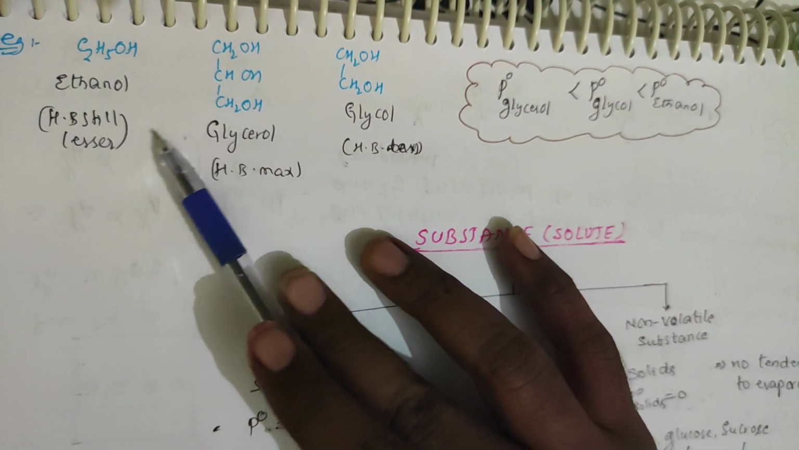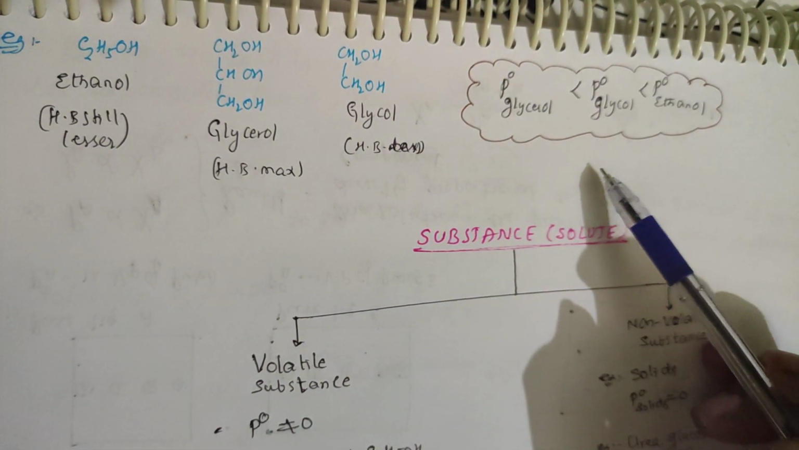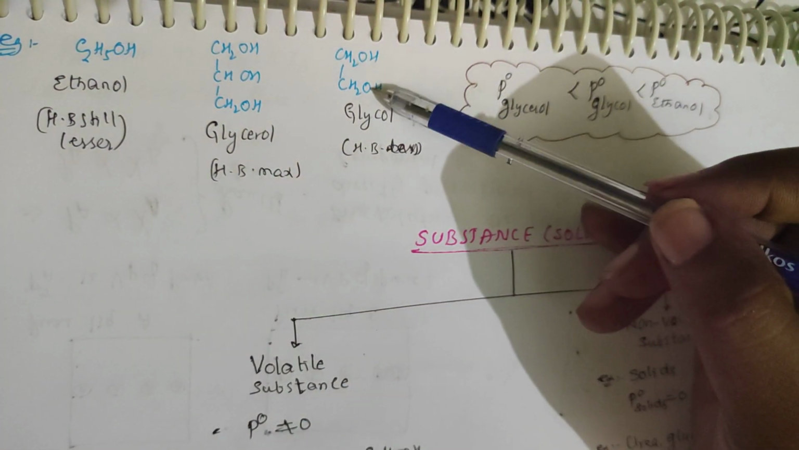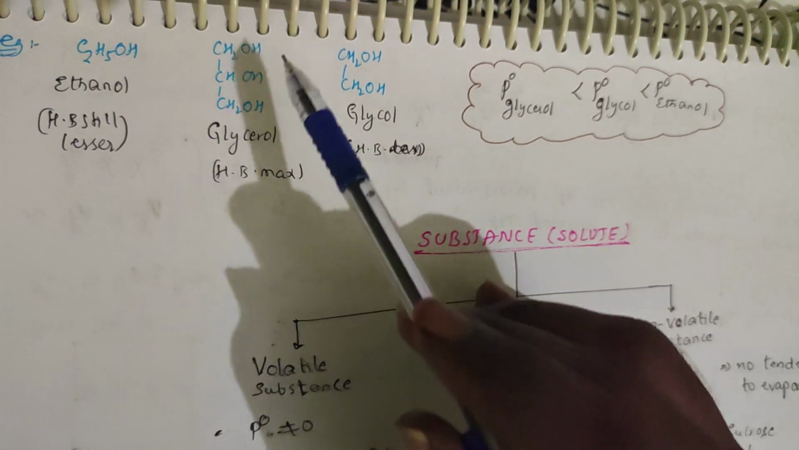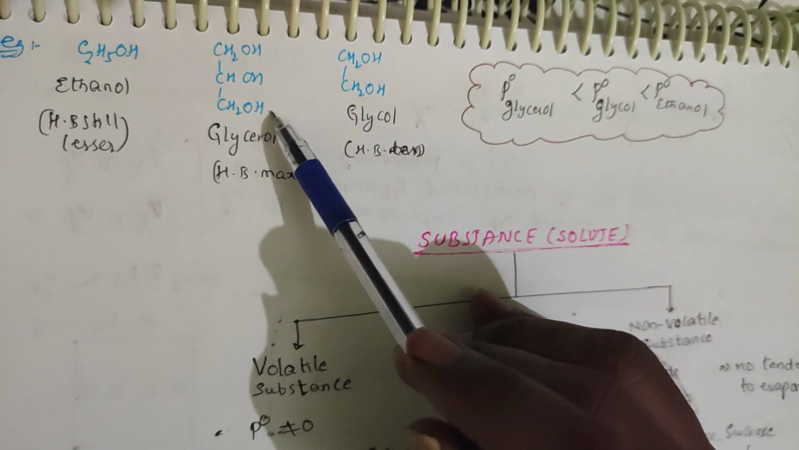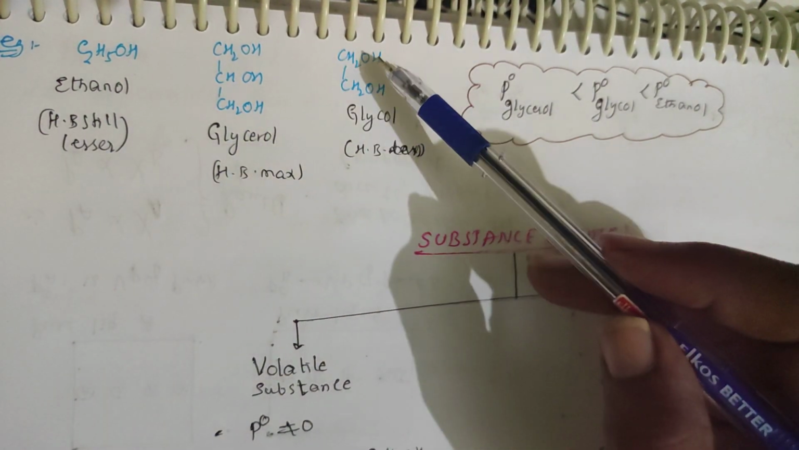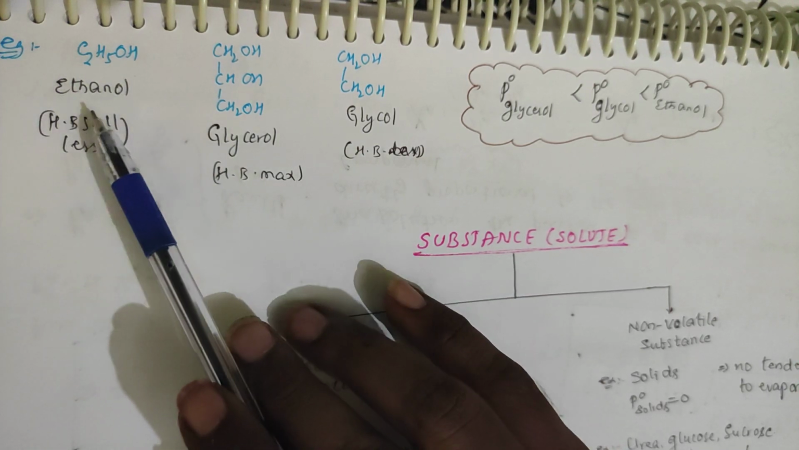You are having the 3 components, ethanol, glycerol, glycol, which will be having more hydrogen bonding. See, here to here, hydrogen bond formation, here also formation of hydrogen bond, this one with another one. Okay, this one will form with side also, with another glycol. It forms intermolecular as well as intramolecular hydrogen bonding. This one also forms intermolecular as well as intramolecular. This one forms only intermolecular.